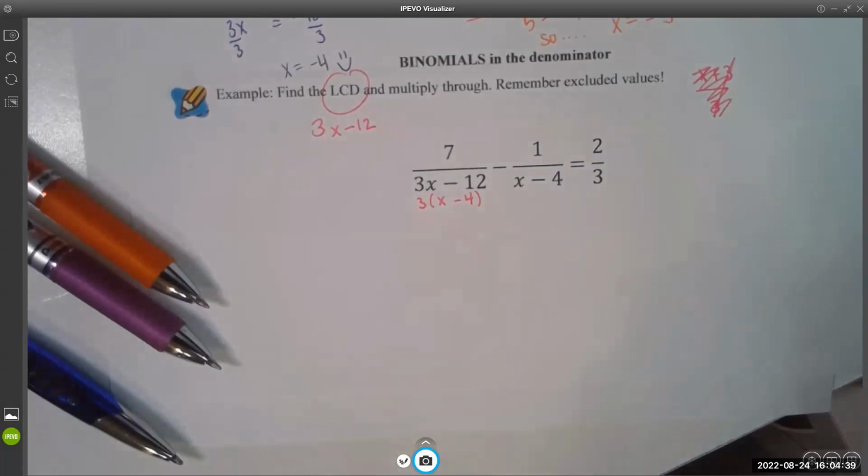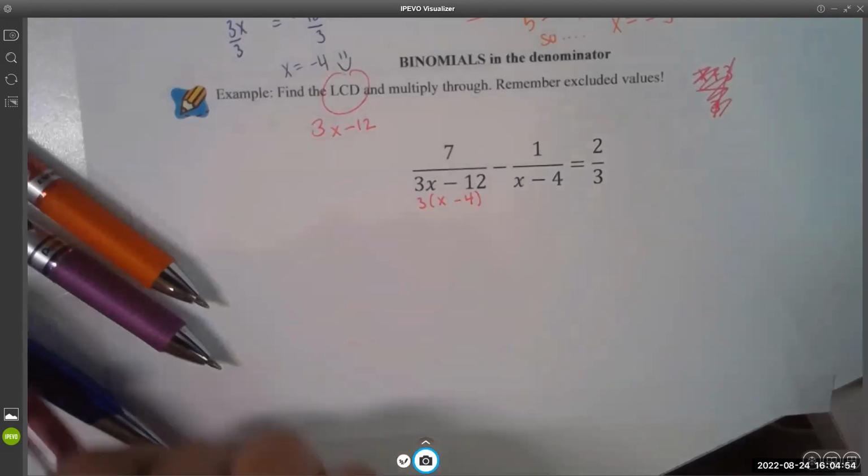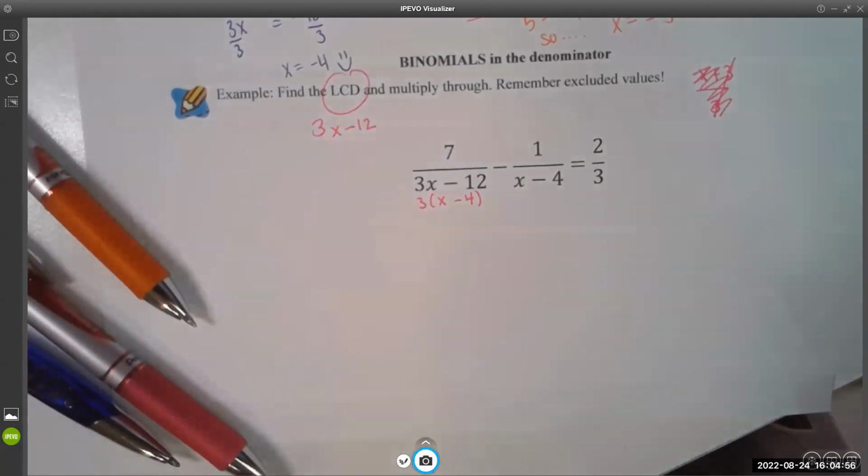So again, hopefully you've had the chance to copy this, and good thing it's video, you can pause it. But I'm going to do the same process. It's just more complicated when the denominators have addition and subtraction symbols. Be very cautious of how you cancel, and what you decide is the common denominator.